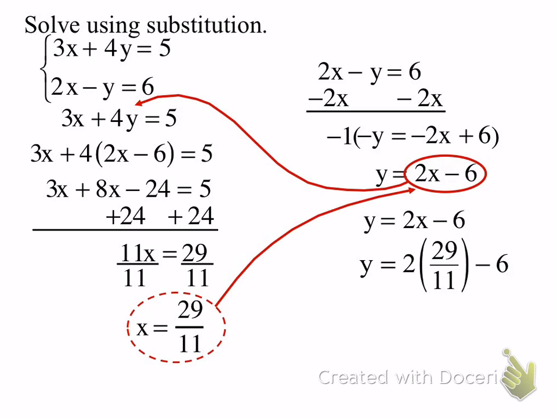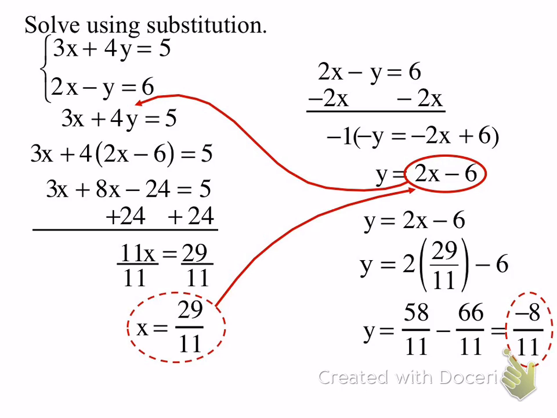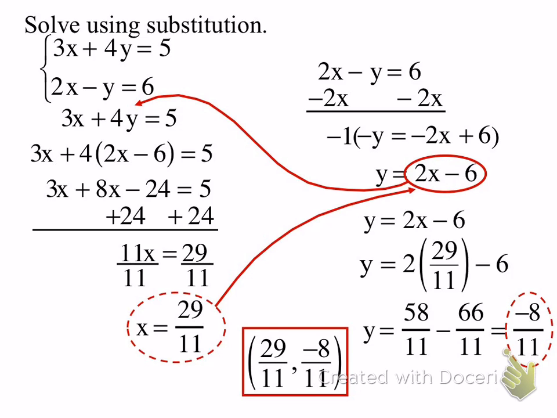2 times 29 elevenths minus 6 equals 54 elevenths minus 66 elevenths, and we end up with negative 8 elevenths. Yes? Why negative 66? Because I need something with a denominator of 11. You can't add and subtract without a common denominator. So if I multiply this by 11, I've got to multiply the top by 11. 11 times what equals 11? 11. So 11, let me show you.